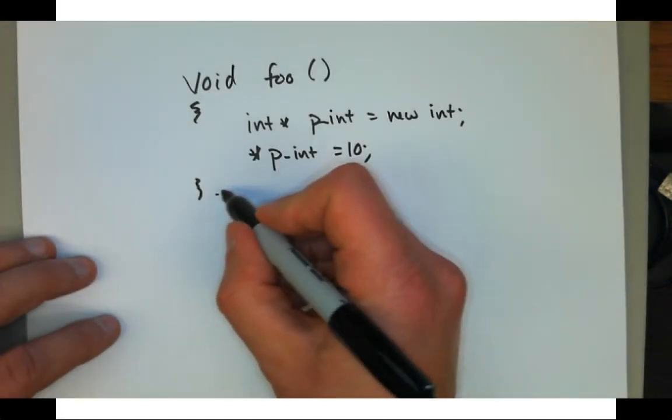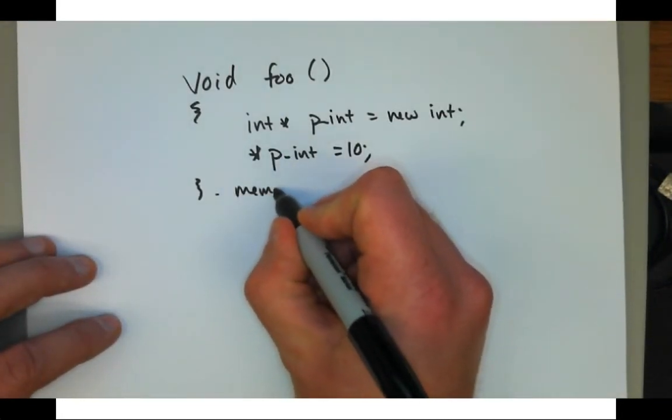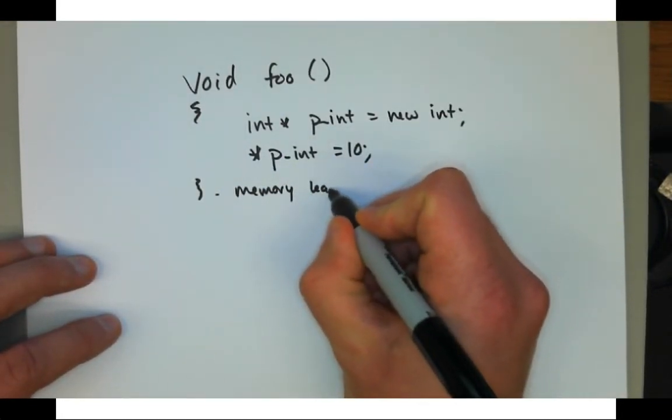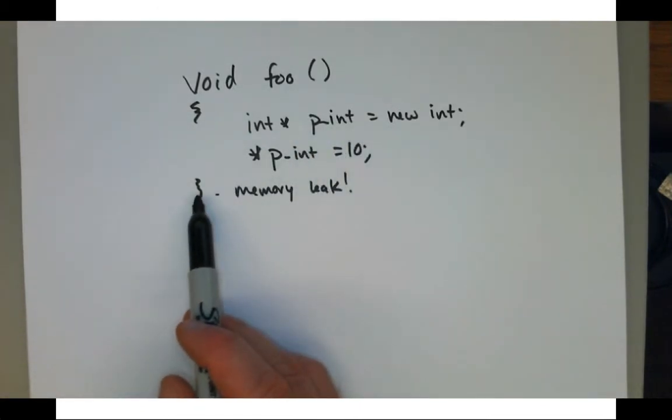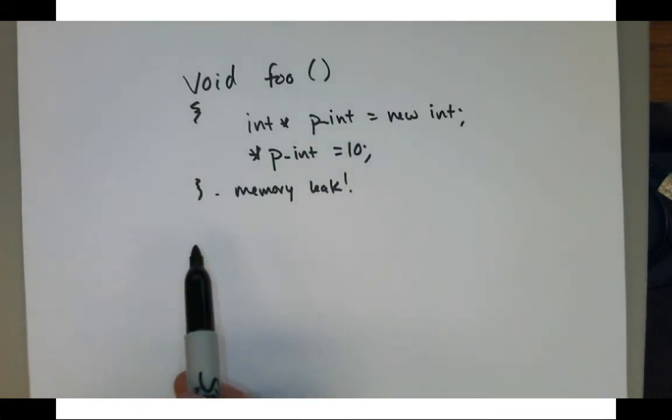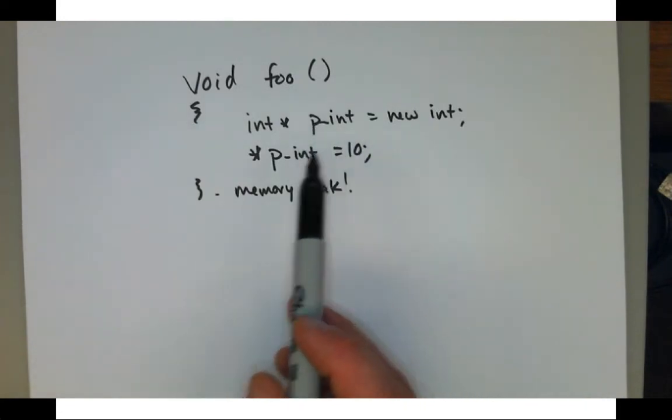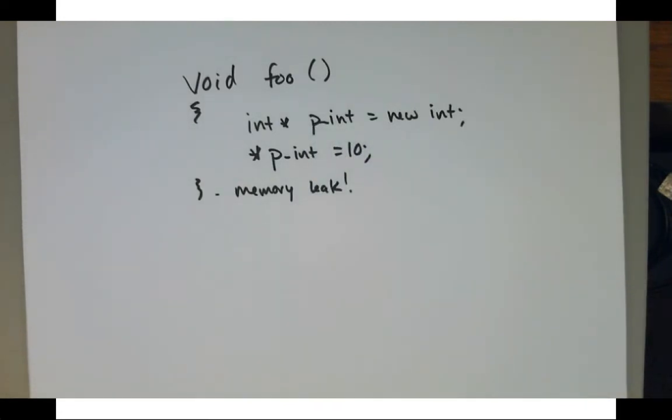Well, we have a problem here. This is called a memory leak. Okay. Pint is a local variable, right? Pint is going to go away when we come to this ending curly brace. But pint is right now the only thing that points to that new chunk of memory that we just allocated. So the fact that pint goes away means we can never give that memory back.